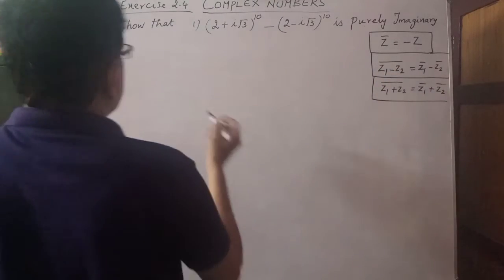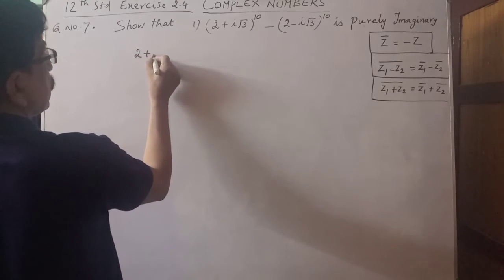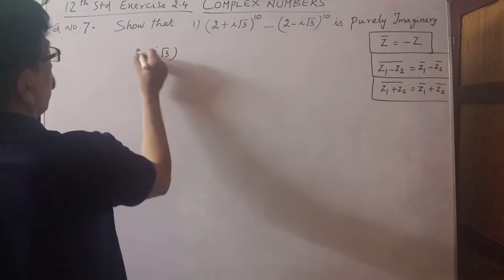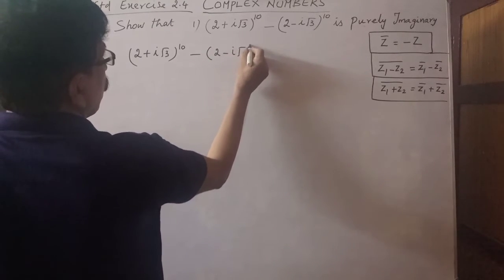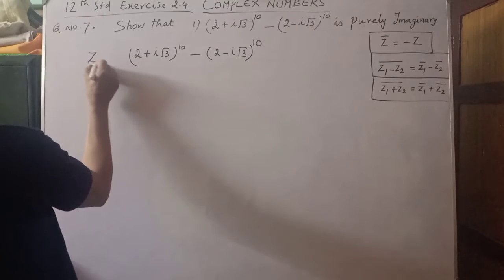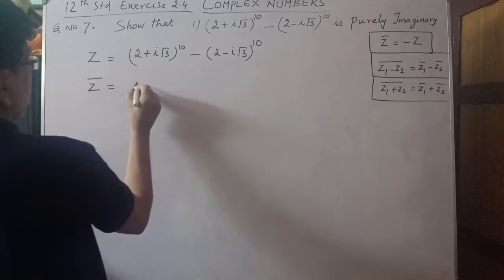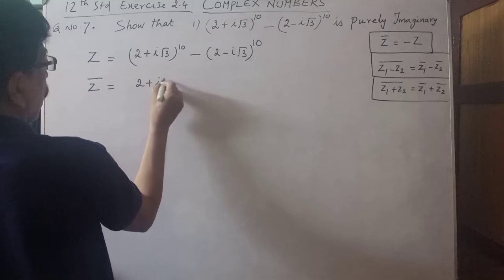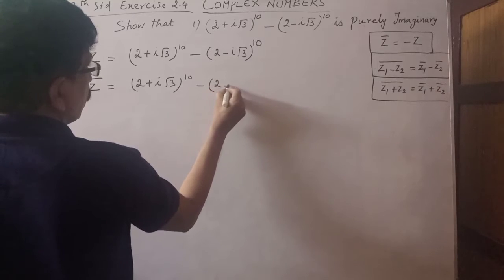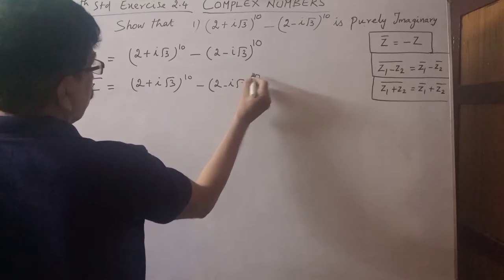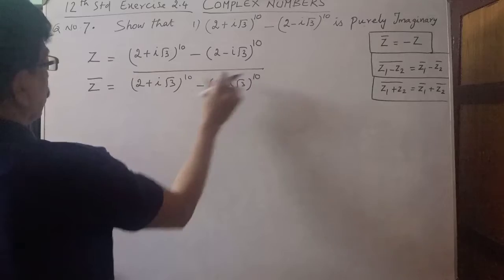Let me take the equation (2 + i√3)^10 − (2 − i√3)^10. This is z. z̄ is equal to the whole bar of (2 + i√3)^10 − (2 − i√3)^10.